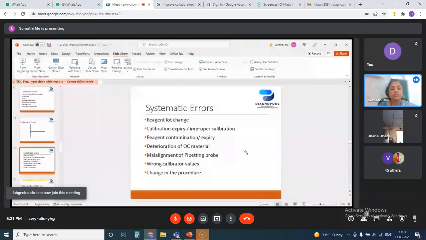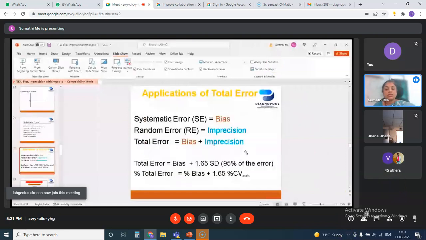As I told you, we have understood the precision and how to identify the systematic error and the random errors. Now the total error comprises bias and imprecision. So it is a total of your systematic error and random error. Mathematically it is calculated as bias plus 1.65 standard deviation. You can take 1.65 standard deviation, or you can calculate the percentage form of total error by calculating the percentage bias plus 1.65 percentage CV.